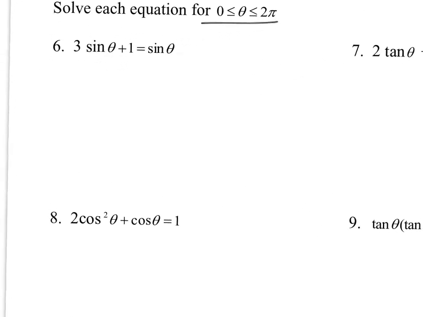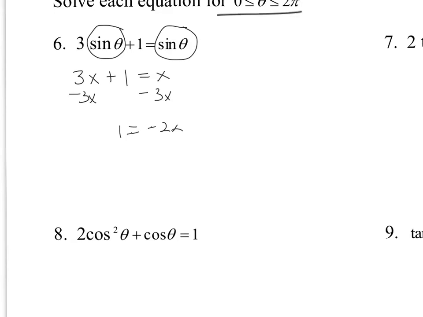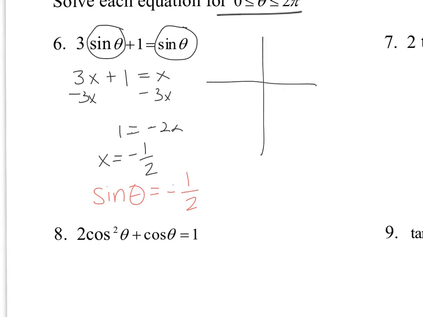So with these, what I do is I think of sine of x being a variable when you're solving trig equations. So I'm going to replace this as 3x plus 1 equals x, and then I'm going to solve for x. So 1 equals negative 2x, x equals negative 1/2, and I'm going to substitute sine theta equals negative 1/2. So it's asking for where in the unit circle does sine of theta equal negative 1/2.